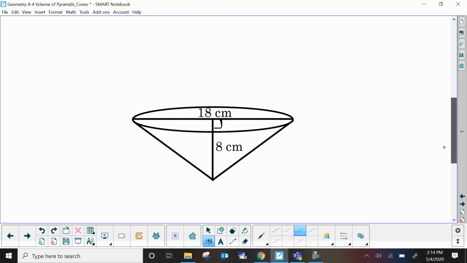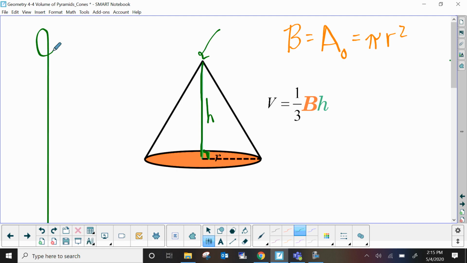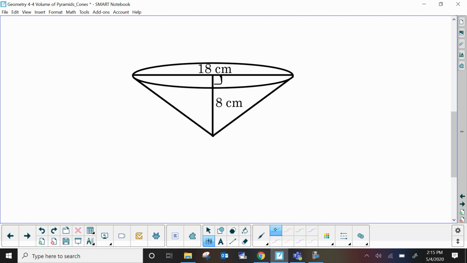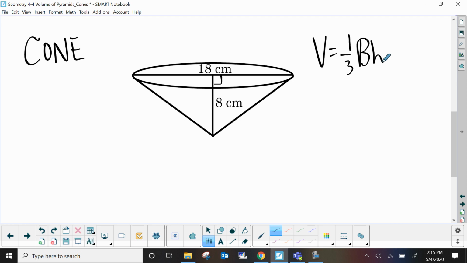All right, check out this cone. I know it's a cone, so my volume is still 1/3 capital B times H. The first thing is, let's look at the capital B, the area of this base. Remember, capital B is the area of the base, and since the base is a circle, it's pi r squared.